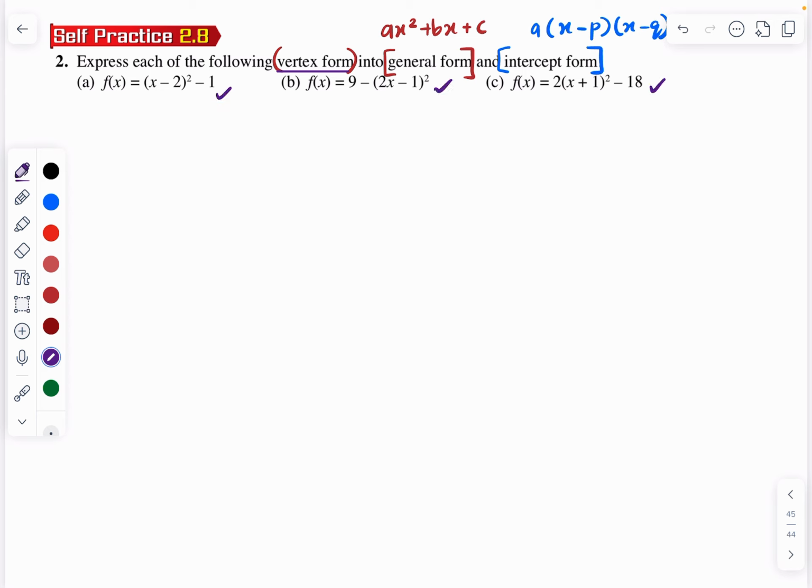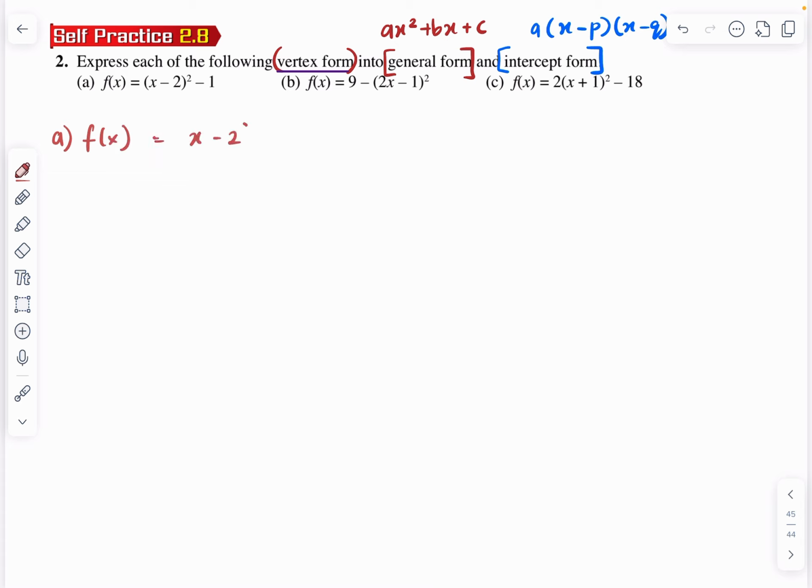When we complete the square, we will get the equation in this form. It's called vertex form. Okay, right. So let's look at A. To get into general form, very easy. You just have to expand all this. Okay, so let's start with the subject.